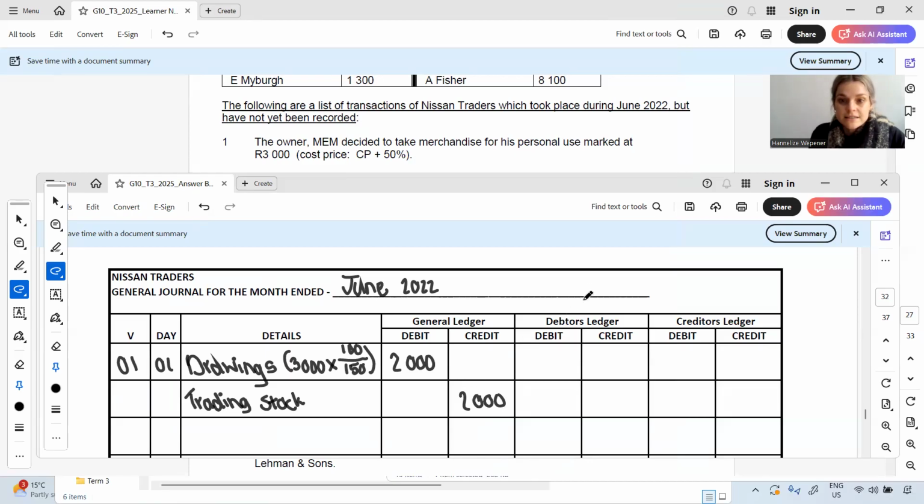There's no debtors here, therefore you will not have anything in your debtors ledger or the debtors control. No creditor, therefore also nothing in your debits or credits there. So you will only use these two if you either have a debtor that's affected or a creditor that's affected. If you do have to do narrations, remember narrations is just giving a brief description of what the transaction is. If you have to do that, then you will just say owner withdrew trading stock. You can add at cost, but remember we try to keep the narrations very short.